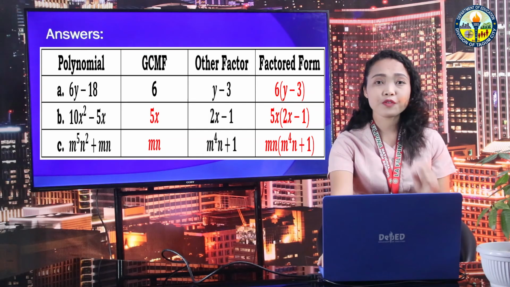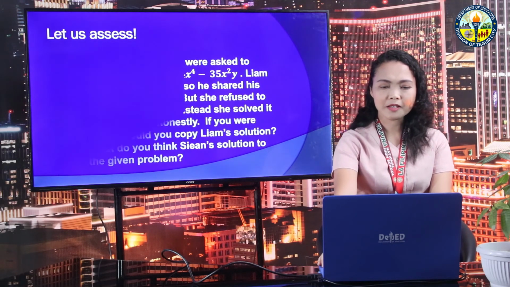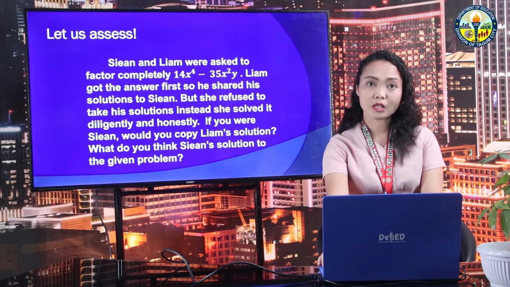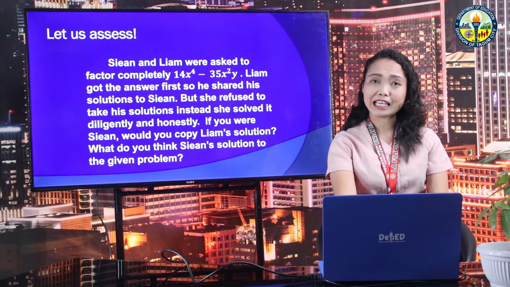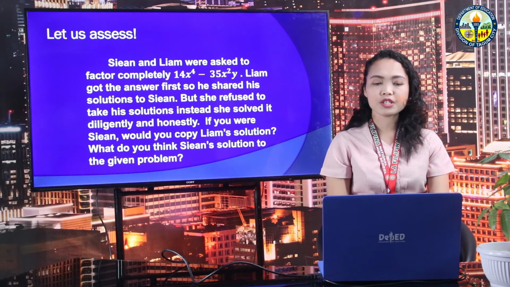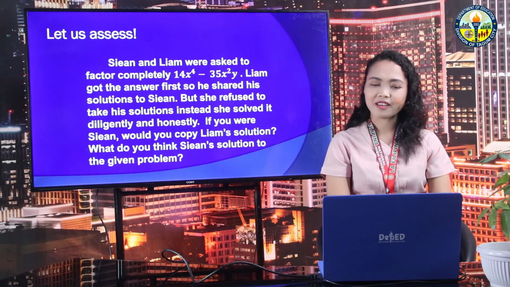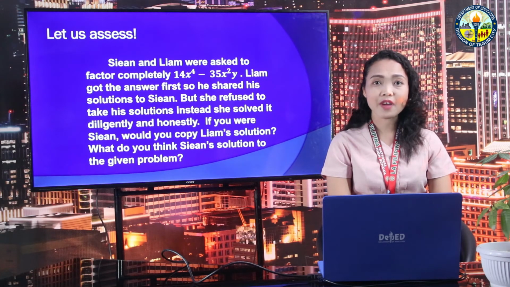Did you get it right? If you got 3 over 3, then very good. Okay, so let's assess. I will give you a situational problem. Sian and Liam were asked to factor completely 14x to the fourth power minus 35x squared y. Again, Sian and Liam were asked to factor completely 14x to the fourth power minus 35x squared y.